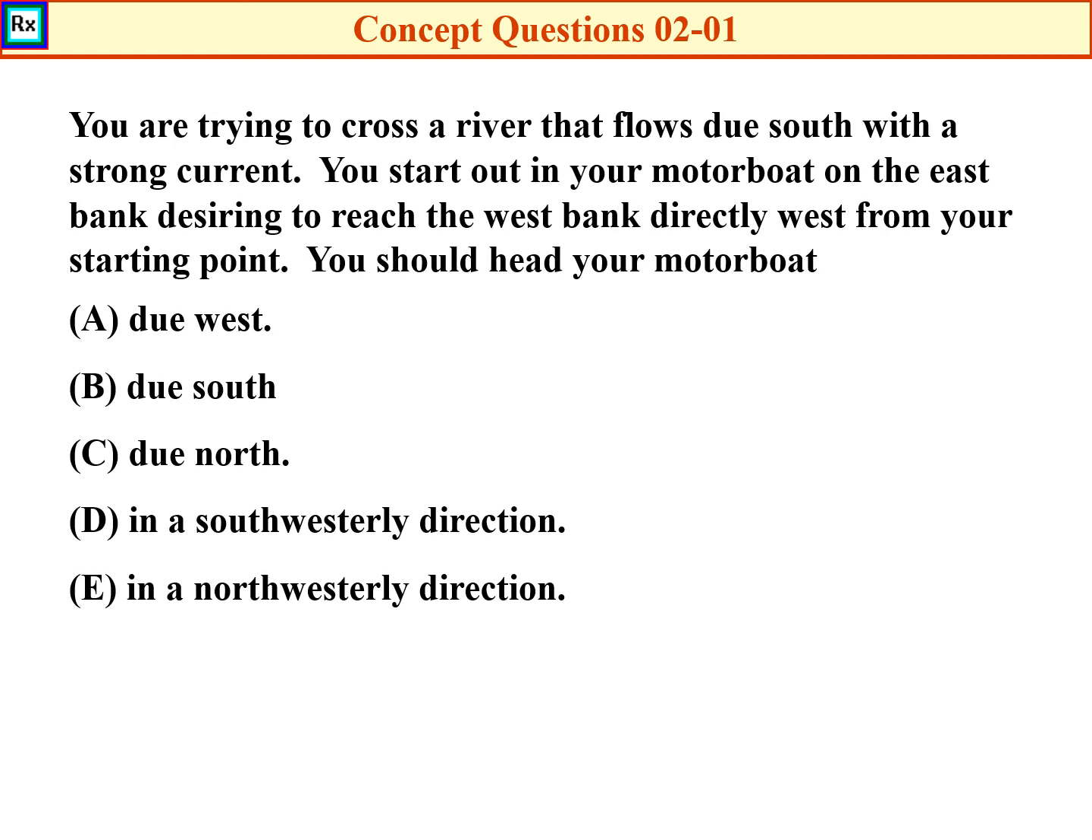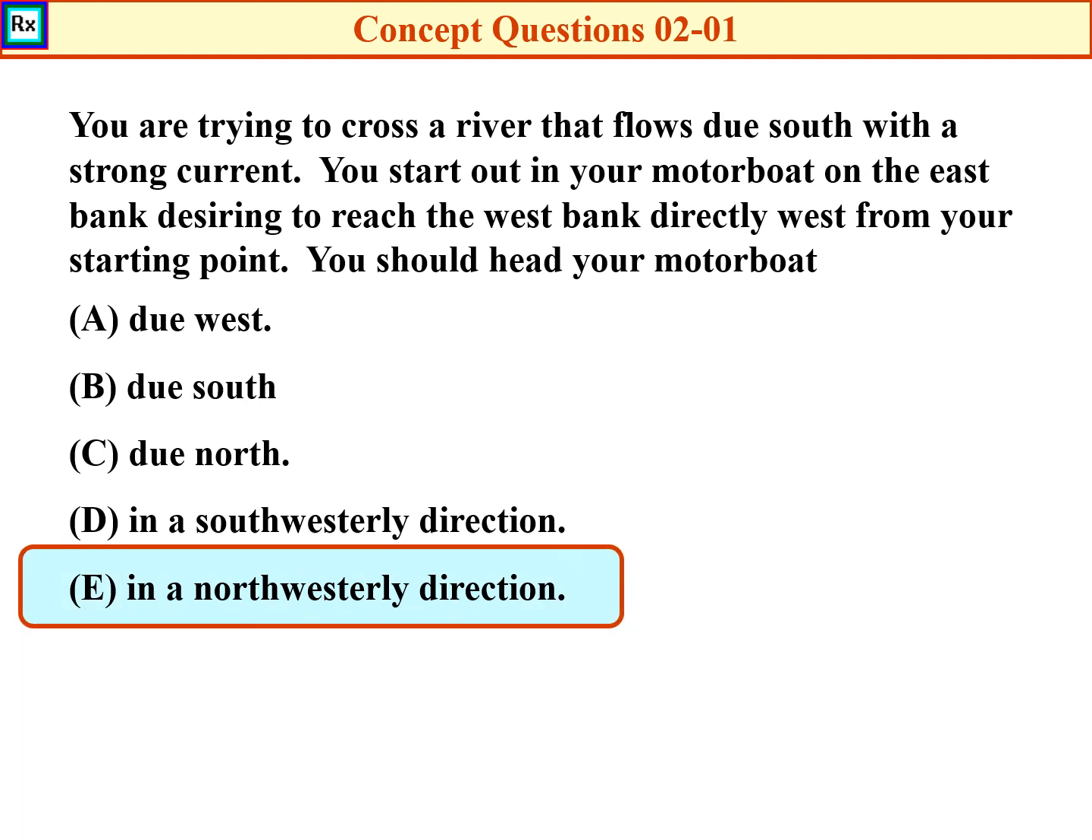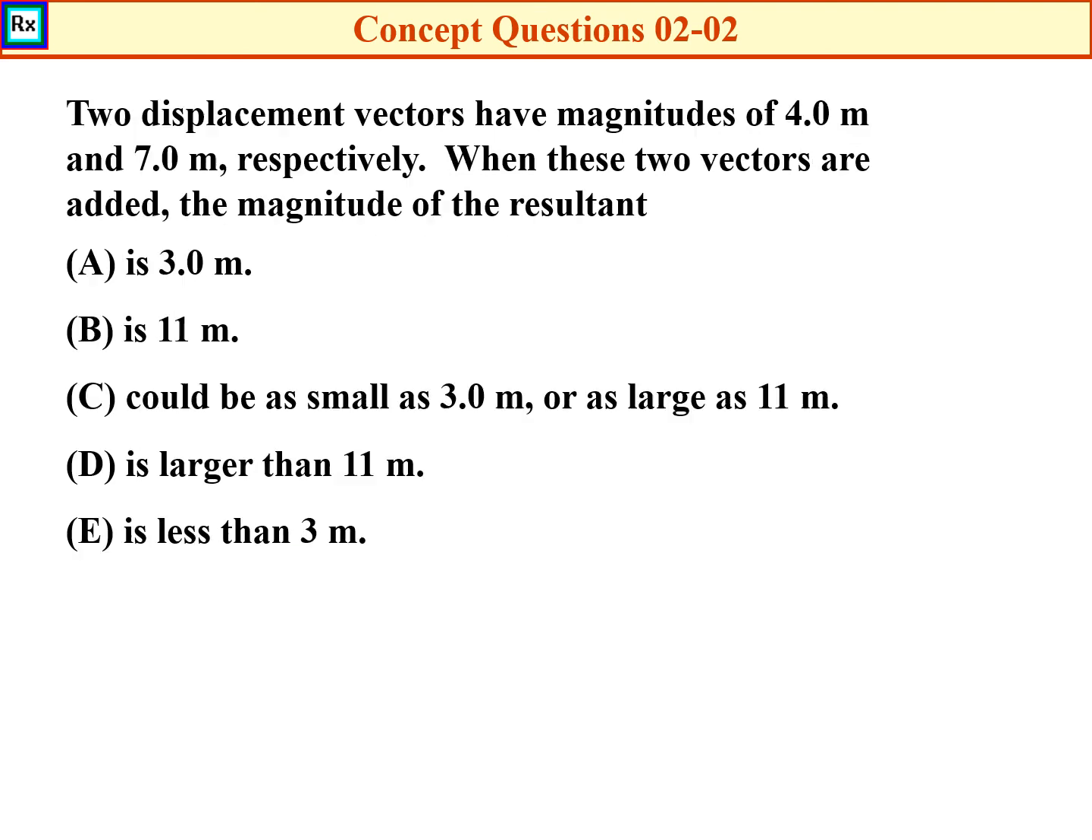All right, so you have to have that westward component, but since the river's flowing south, you also have to have a northward component. So it's got to be somewhere in the northwest direction in order to get that westward direction that you're moving, but then countering the south flow of the water with the north movement of your motorboat. Next question, two displacement vectors have magnitudes of 4 meters and 7 meters respectively.